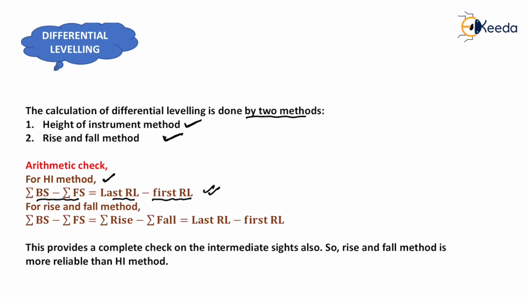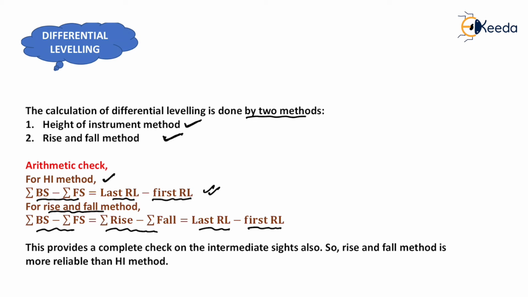Okay. And for rise and fall method, the check will be summation of backside minus summation of foresight is equals to summation of rise minus summation of fall is equals to last RL minus first RL. If this condition satisfies, then our question is solved correctly. Otherwise we need to solve the question again. Now which one is the better method, that is the height of instrument method or rise and fall method? So rise and fall method is better than the height of instrument method.